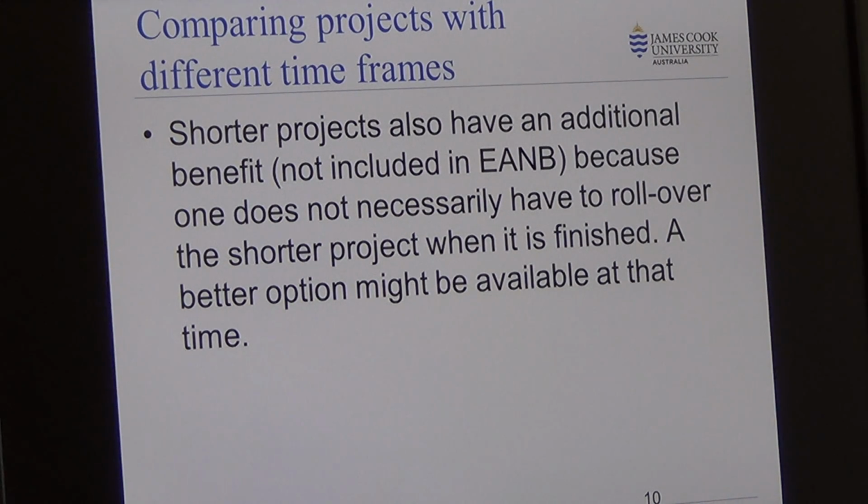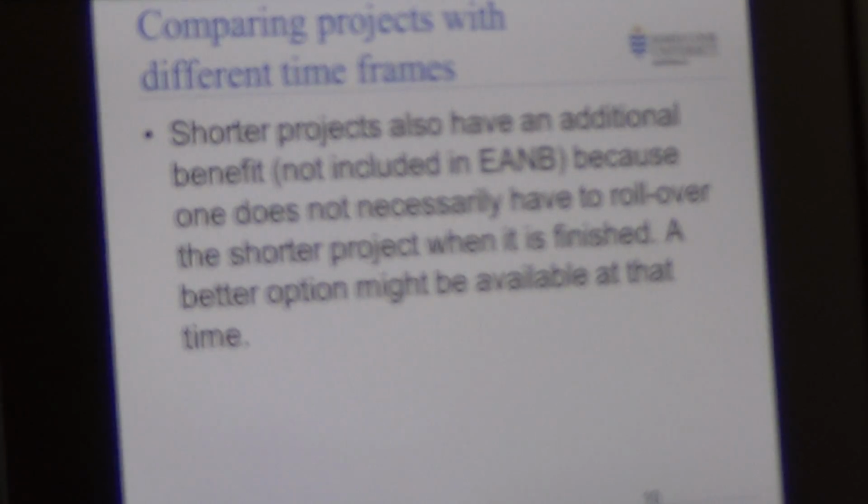But one thing you want to be aware of is that shorter projects also have an additional benefit not included in the equivalent annual net benefit calculation, because one does not necessarily have to roll over the shorter project when it is finished. In 15 years' time, there may be a better technology, a better option may be available at that time. So this is not accounted for in the rolling over the shorter project or the equivalent annual net benefit measures. Alright, that's how to compare two projects.